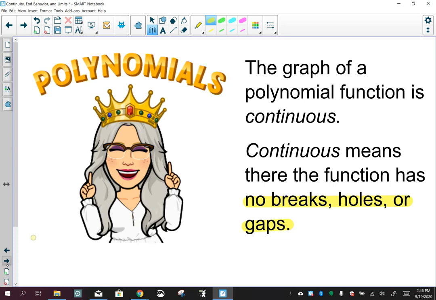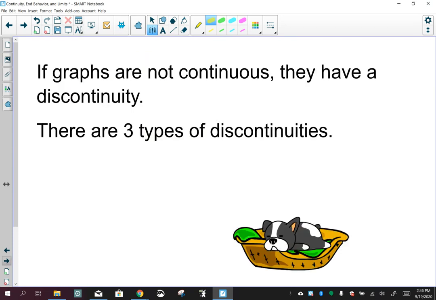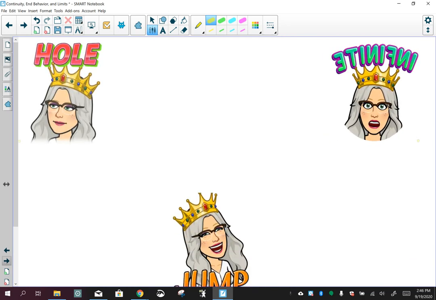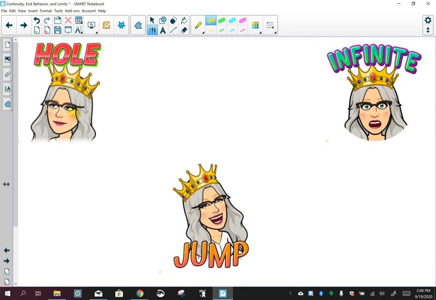So to show you what I'm talking about, we need to talk about discontinuities. Again, if you're not continuous, you're going to be discontinuous. There are three main types of discontinuities. The first one is going to be a hole.